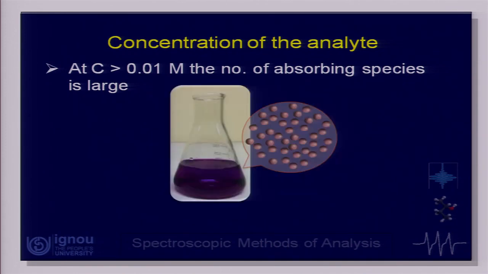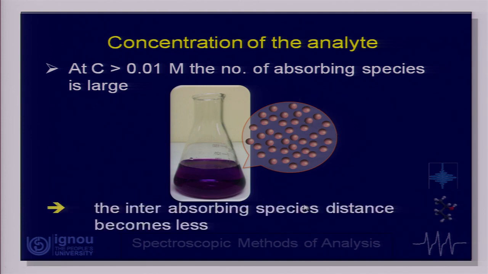But when the concentration increases, say greater than 0.01 molar, again an indicative number, the same KMnO4 at higher concentration has a much larger number of absorbing species. Since the number of absorbing species has increased, that leads to some interaction between them. At low concentration the species were randomly distributed away from each other. At high concentration, the species come too close to each other, and then they start influencing one another.